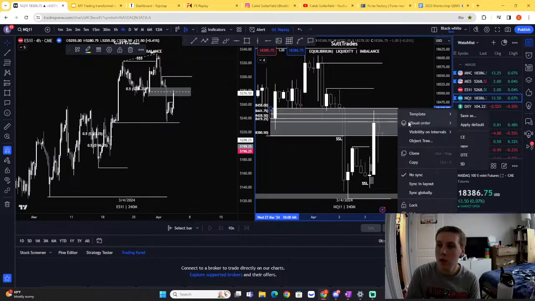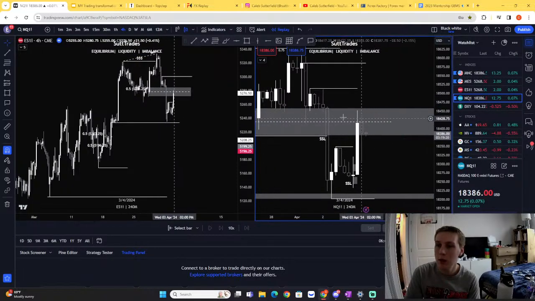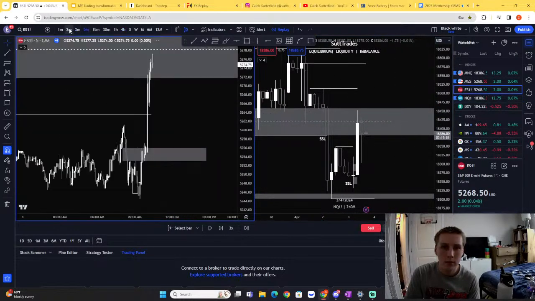Notice how well we're respecting the mean threshold of the breaker block. It's pretty much the same thing. So I'm waiting.